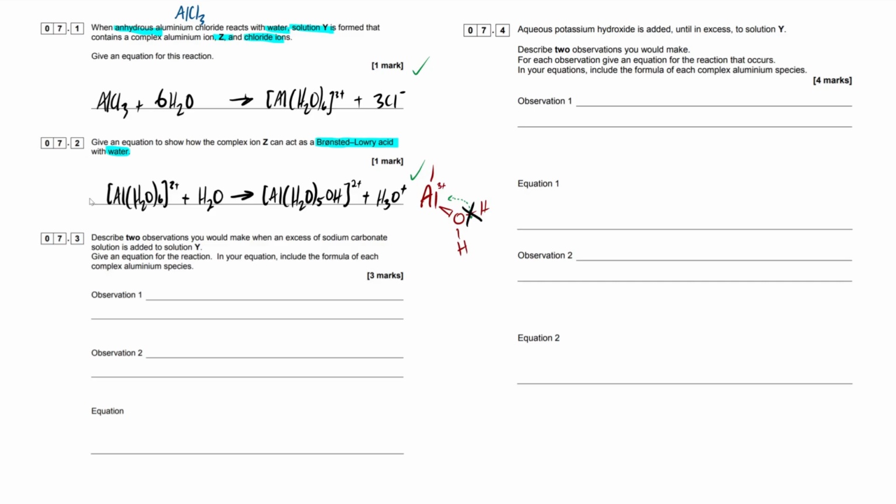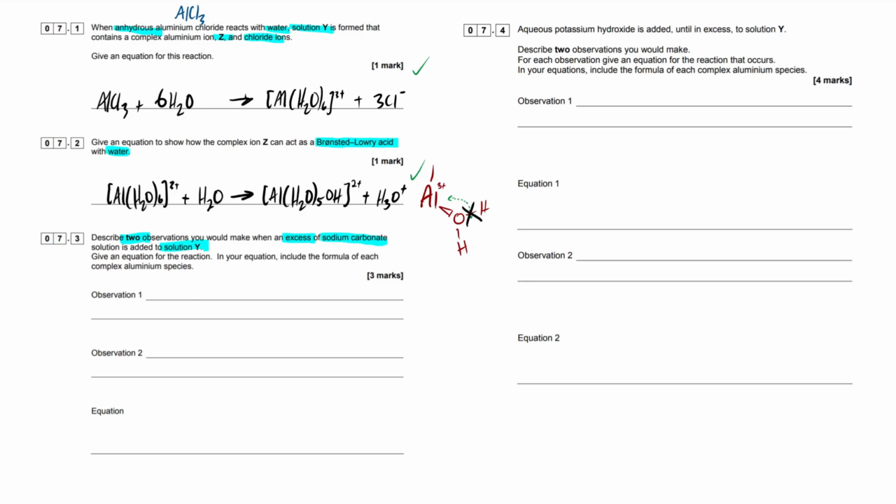So we've got some observations going on here. Next question, describe 2 observations you would make when an excess of sodium carbonate solution, okay, that's important. So we've got our carbonate reactions occurring here, is added to solution Y. Give an equation for the reaction. In your equation, include the formula of each complex aluminium species.